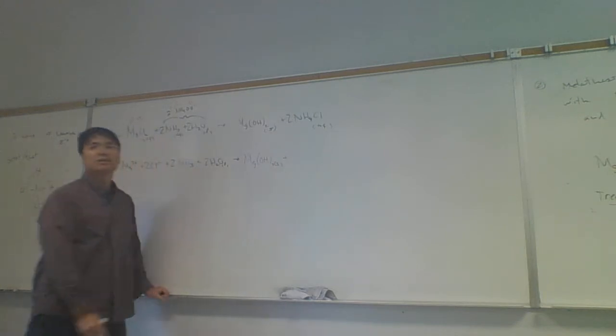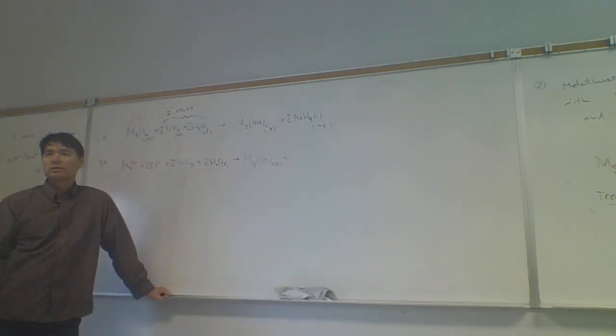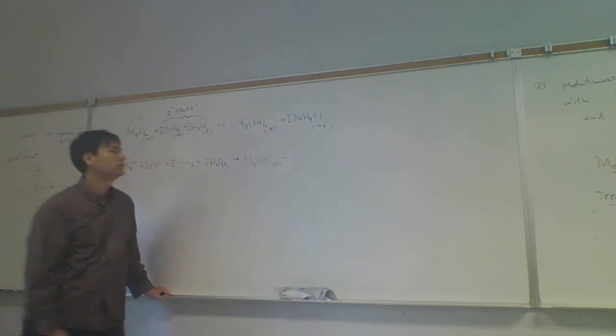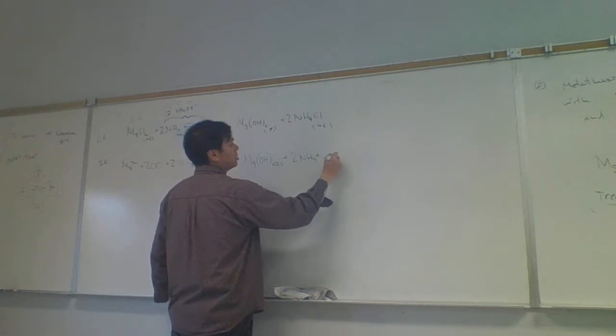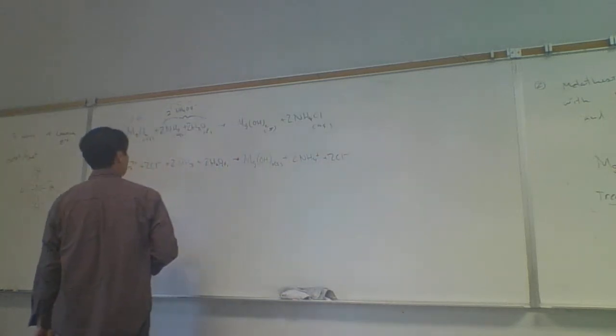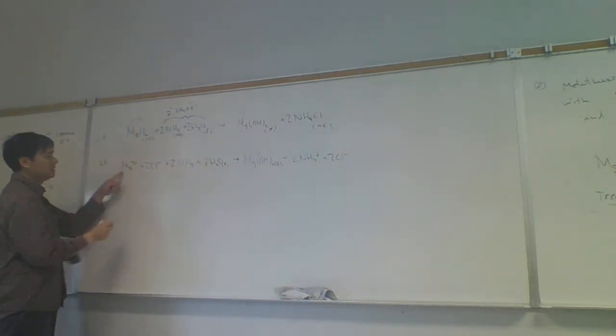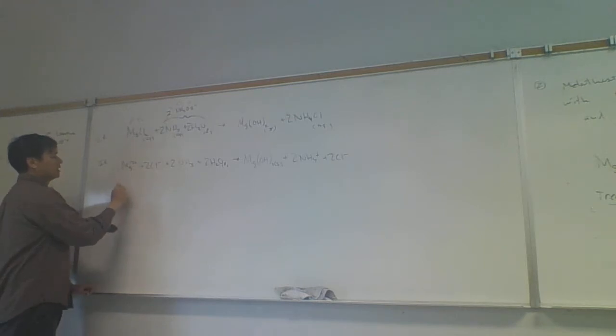Ammonium chloride, strong acid? No. Strong base? No. Soluble salt? Yes, all ammonium salts are soluble. So we ionize it: 2 ammoniums, 2 chloride. Okay, then we look for the spectators. Magnesium ions, for the net ionic equation, are not spectators.